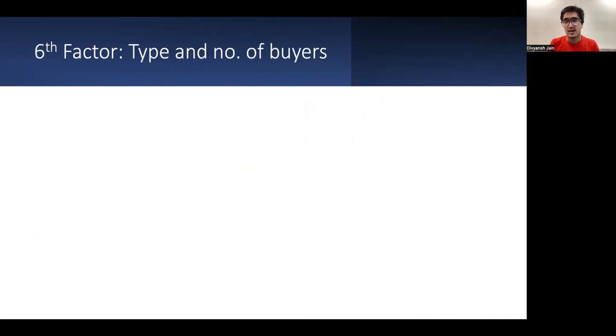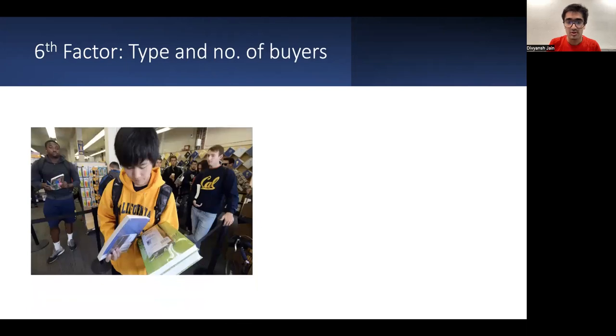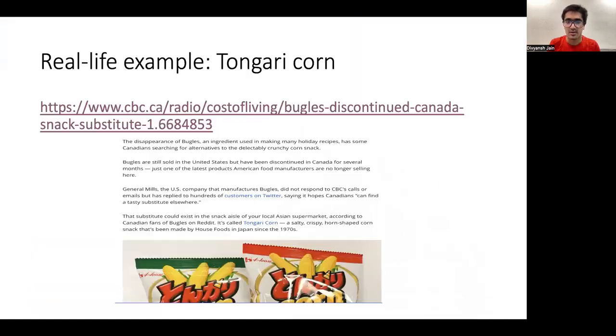Type and number of buyers. Let's say there are more students who come to Canada to study in colleges. So there will be more consumers who will be willing to buy college textbooks. So the demand curve for college textbooks will shift to the right.